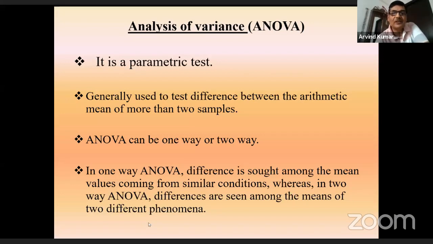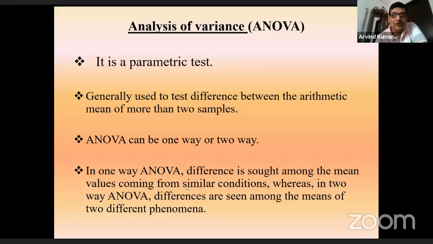And we apply this test when there are more than 2 samples. When we have collected samples from the population and those samples are more than 2, then we want to see whether these samples have come from the same population, or they are same in nature, or they are significantly different from each other. And for that purpose, we apply analysis of variance. This could be one way or two way. ANOVA could be of two types.